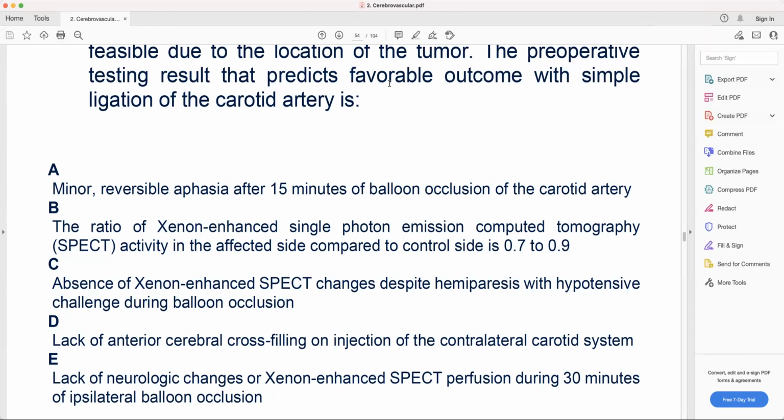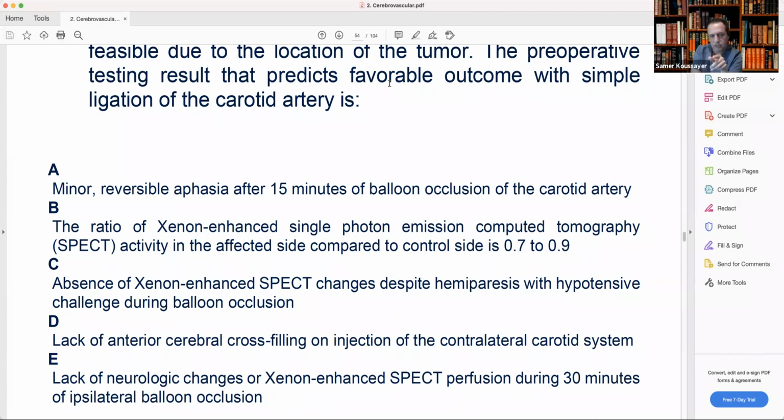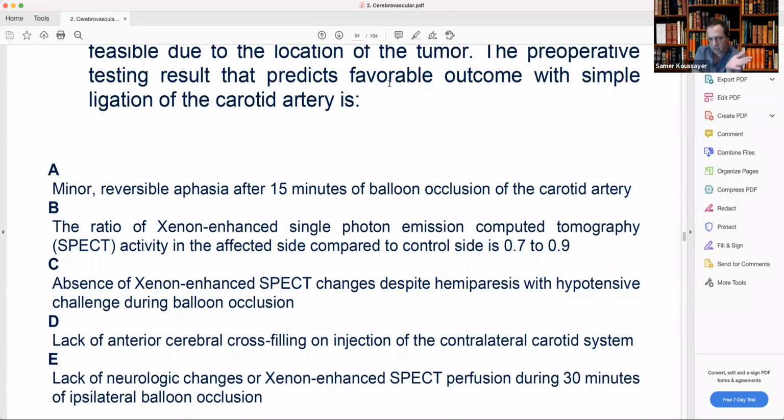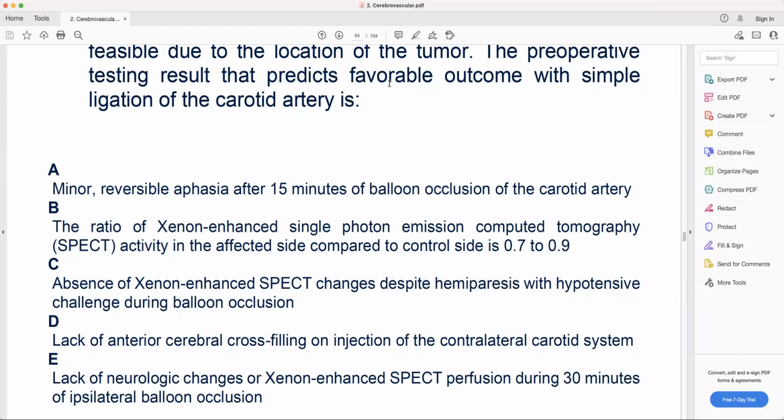So C, absence of xenon enhanced SPECT changes despite hemiparesis with hypotensive challenge during the balloon occlusion. What they tell you here: what if the test came back negative, all equal, but he had hemiparesis? No, because it was bad. It doesn't matter about the test. You have a symptom, that's it. So you don't care about the test. So this is wrong. Okay, let's see the next one.